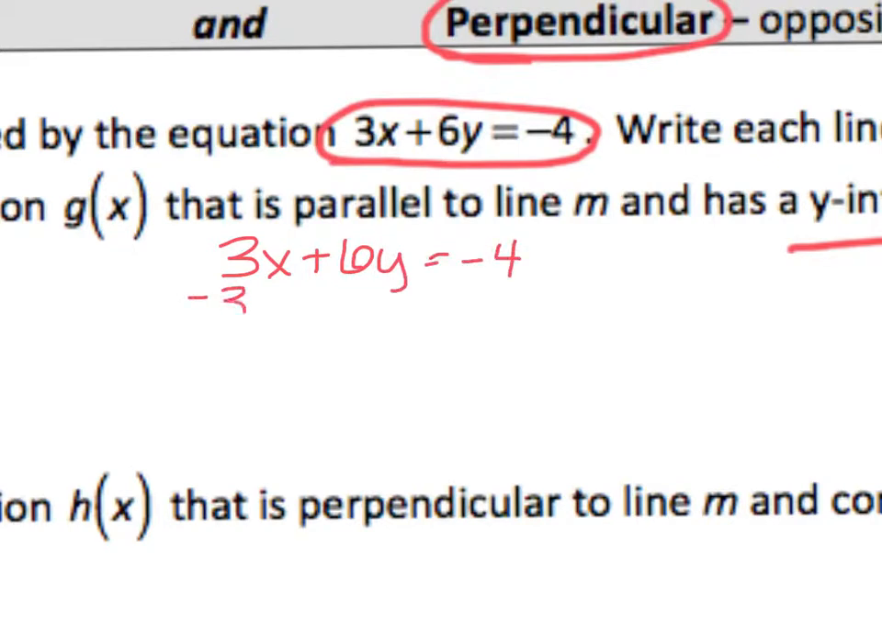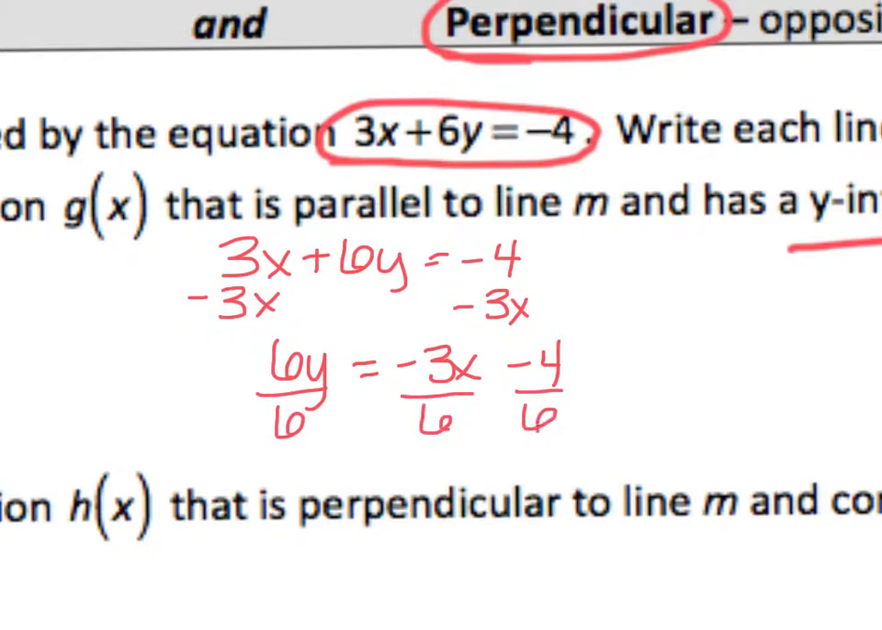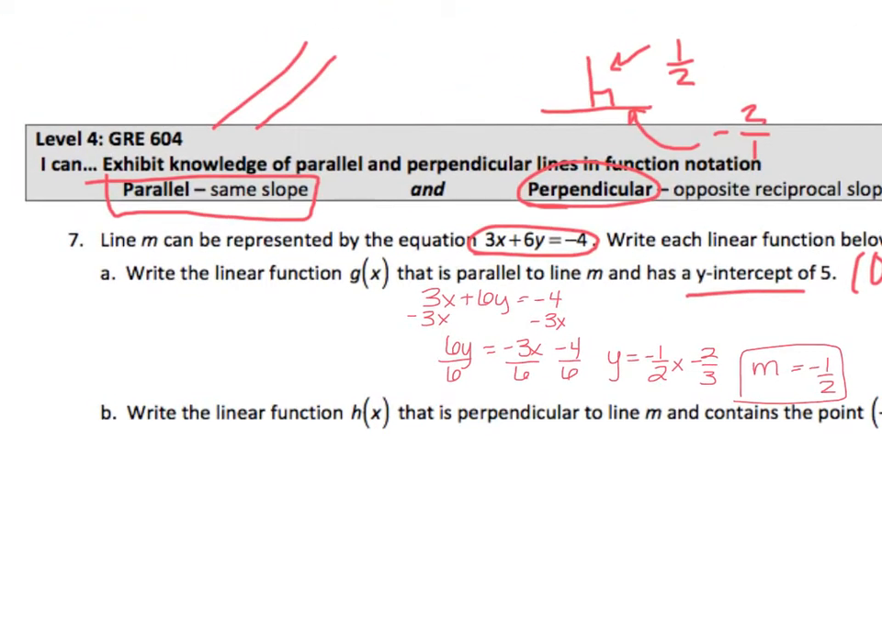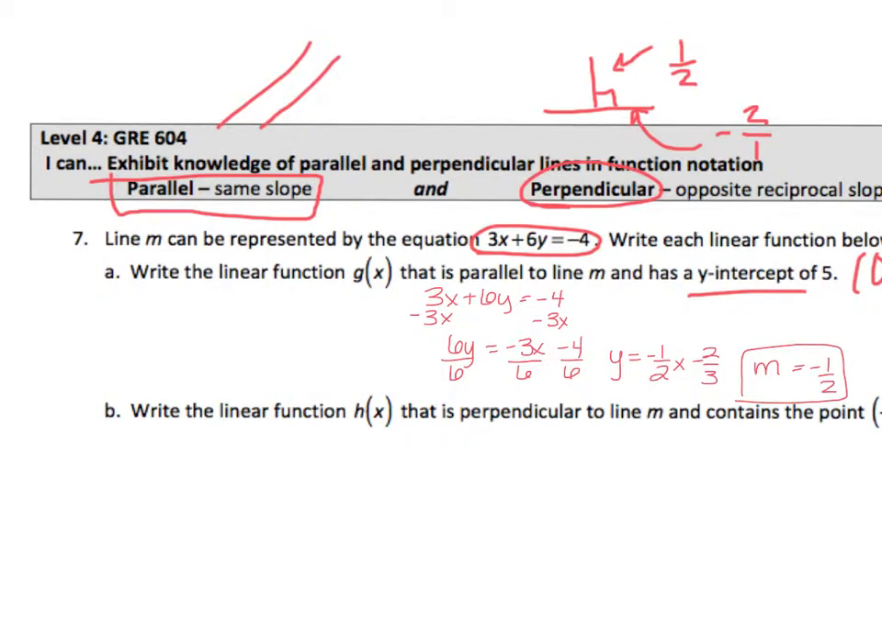So solving for y, I want to subtract 3x, divide by 6. Y is going to equal, if I simplify -3/6, that's going to be -1/2. So this is the equation of the line from above, which means the slope of the line is -1/2. And if the slope of the line is -1/2, and we're asking for the line parallel to it, that slope is also going to be -1/2.